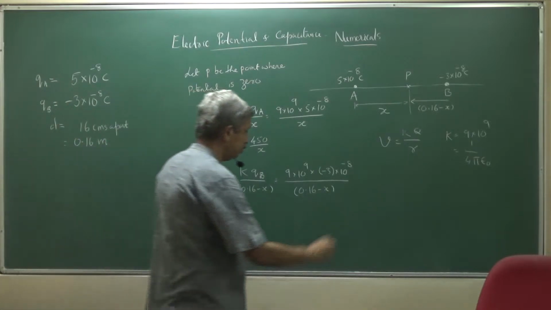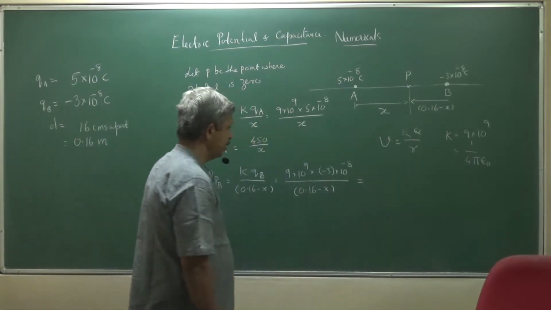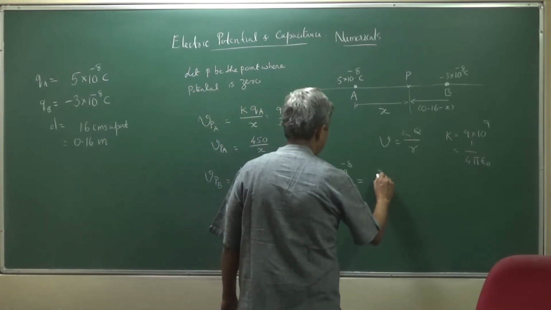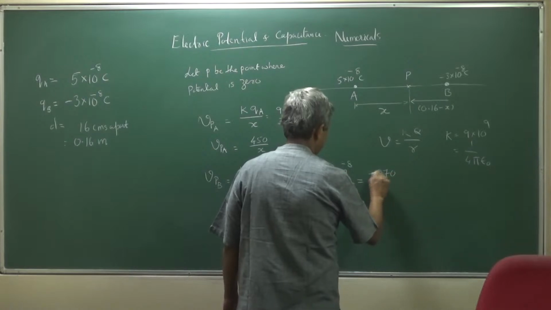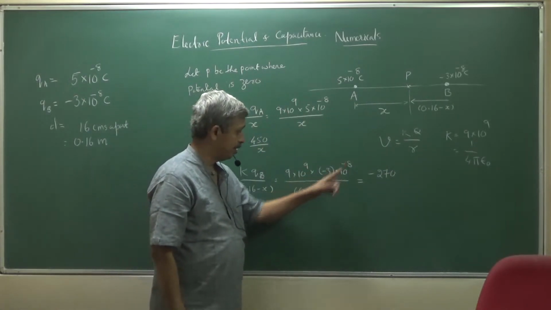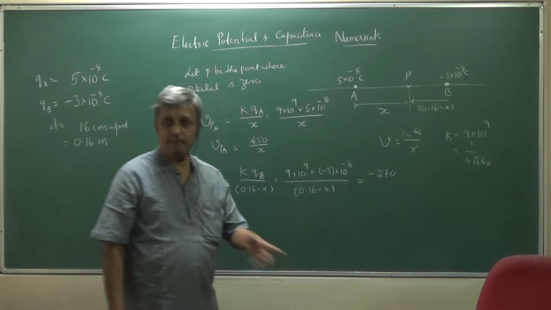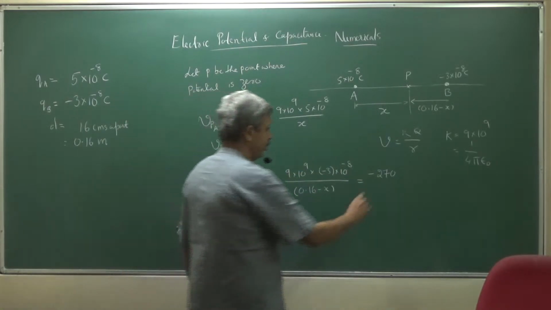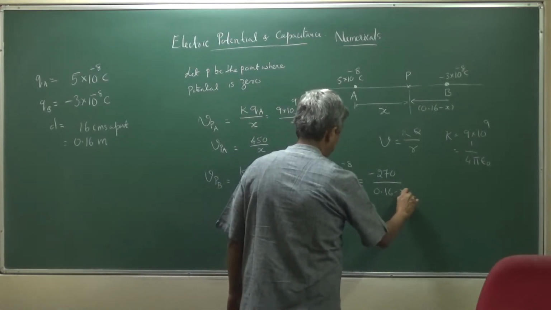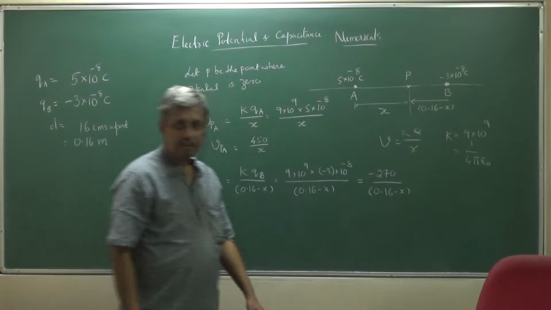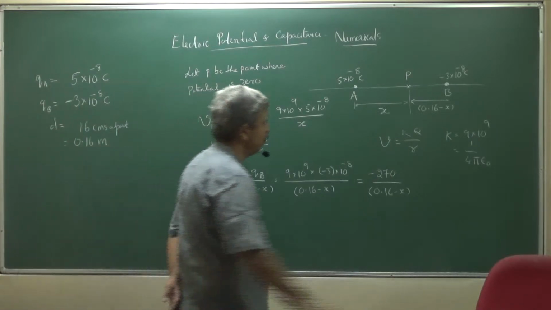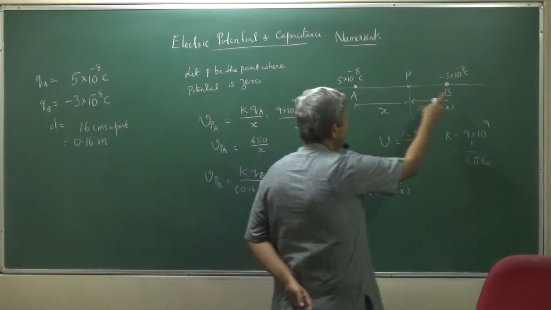So this can be written as: 9 3s are 27, 27 into 10 is 270, so minus 270. Why 10? Because 10 power 9 into 10 power minus 8 is 10 power 1, which is 10. So minus 270 divided by 0.16 minus x. Okay. So now we got the potential at this point due to A and due to B.